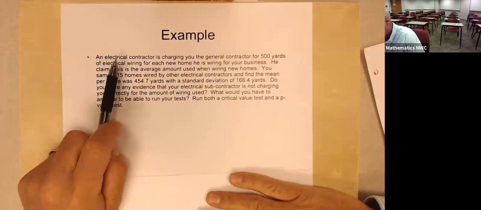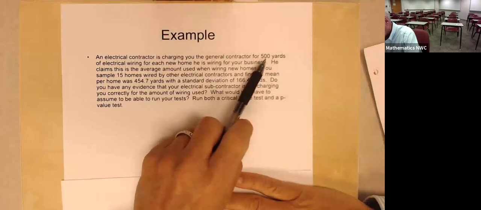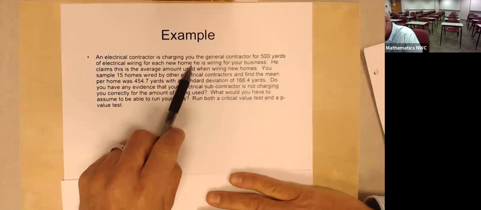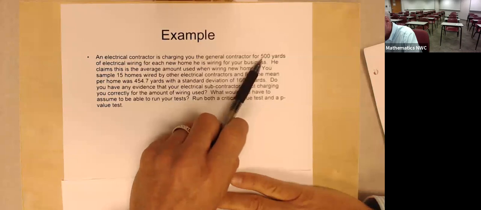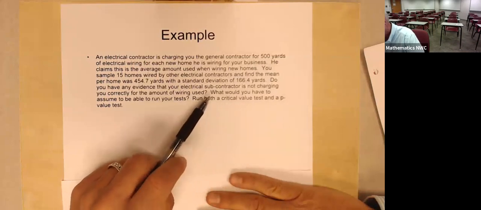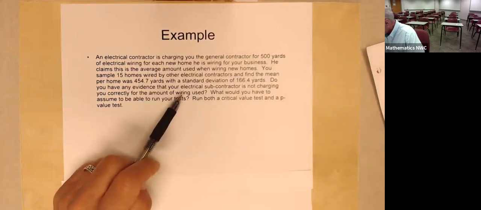I'm wondering if my electrical contractor is charging me, the general contractor, more than he's supposed to. He's saying it's 500 yards of electrical wiring for each new home. And I'm wondering, is he actually using 500 on the average home? Or is he using a lot less and still charging me for 500? I'm testing basically is 500 accurate. Okay? Do I have any evidence that he is not charging me the correct amount in this case?